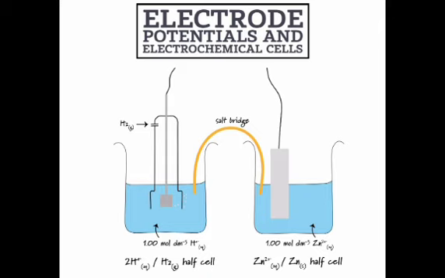Now, let's look at the salt bridge. Remember I said that we'll deal well with the salt bridge when it's time. A salt bridge is a tube filled with a weak electrolyte. Take note, weak electrolyte, which serves as a connection between the oxidation and the reduction half cells in a galvanic cell. So the galvanic cell is made up of two half cells, the oxidation half cell and the reduction half cell.